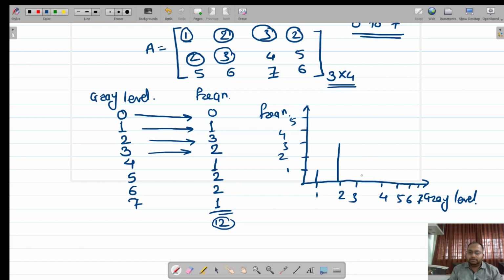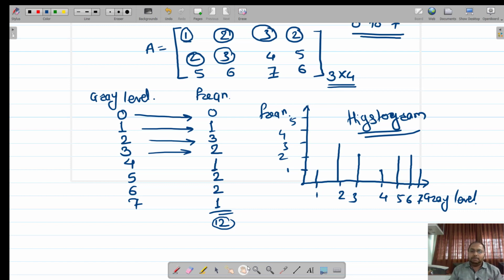Okay, fine. So how many times has 3 been repeated? It has been repeated 2 times. How many times has 4 been repeated? It has been repeated 1 time. What about 5? 5 is 2 times, 6 is 2 times, and 7 is 1 time. So this is nothing but the histogram of that particular image.